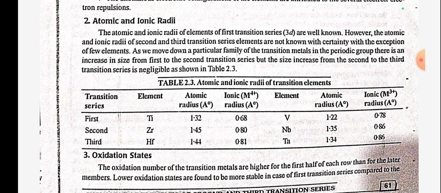First: Ti atomic radius 1.32, ionic radius 0.68; V atomic radius 1.22, ionic radius 0.78. Second: zirconium 1.45, 0.80; niobium 1.35, 0.86. Third: hafnium 1.44, 0.81; Ta atomic radius 1.34, 0.86.